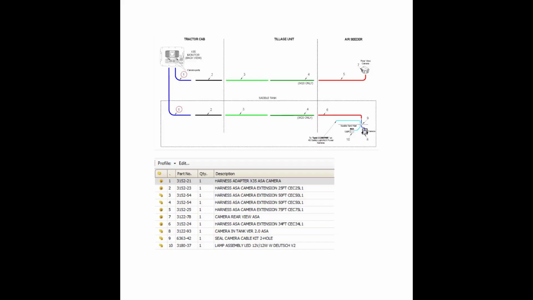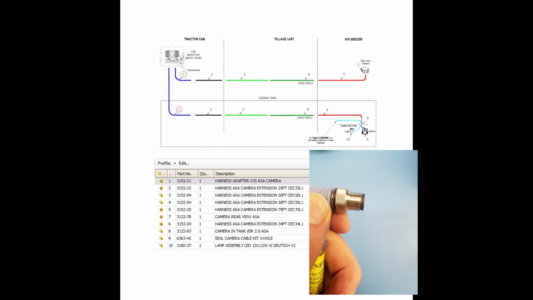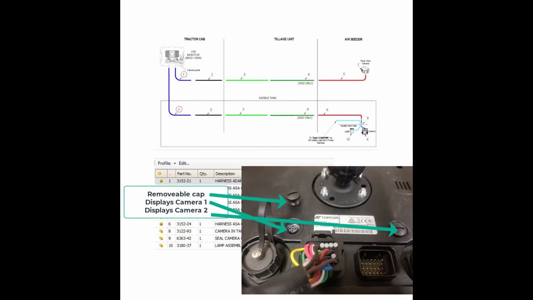We'll now have a look at the components of the camera system, starting at the tractor cab. So there will be a 6-inch harness that comes in the cab components that screws into the back of the X35 monitor, threaded on one end and snap connector on the other. The connections on the back of the X35, once you take the removable caps out, camera 1 will display on the left side of the screen as it's facing down. Camera 2 will be on the right side of the screen with the monitor facing down.